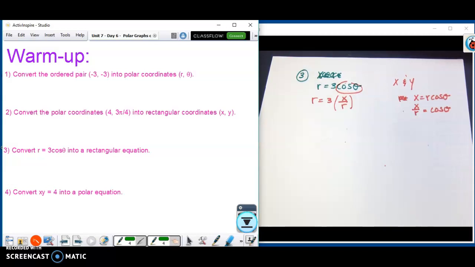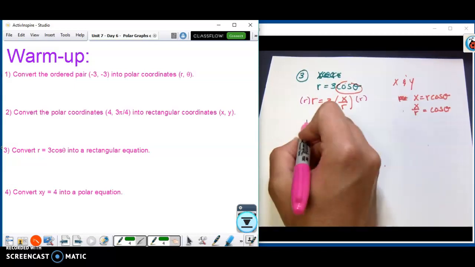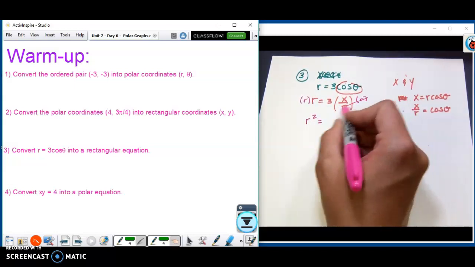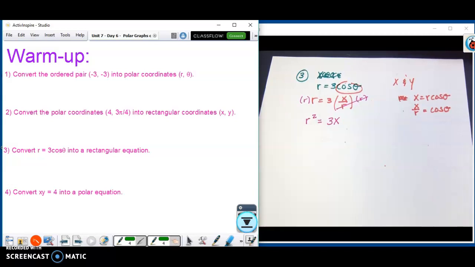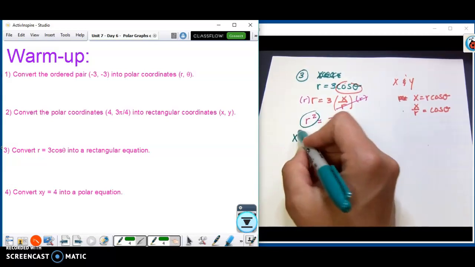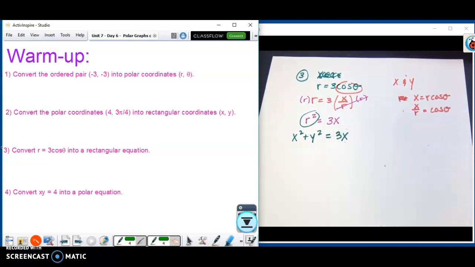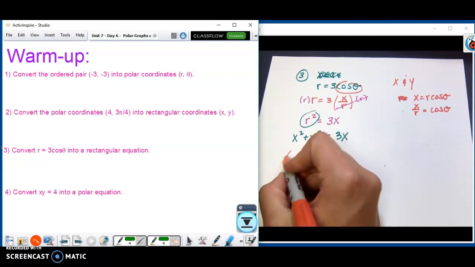Then to get our r's combined, I'm going to multiply both sides by r. So we'll have r squared equals, these will cancel, and we just get 3x. Then we know r squared is x squared plus y squared, according to one of our formulas. So that is in rectangular form because we only have x's and y's, but we're going to put it in standard form because we know it's going to be a circle.